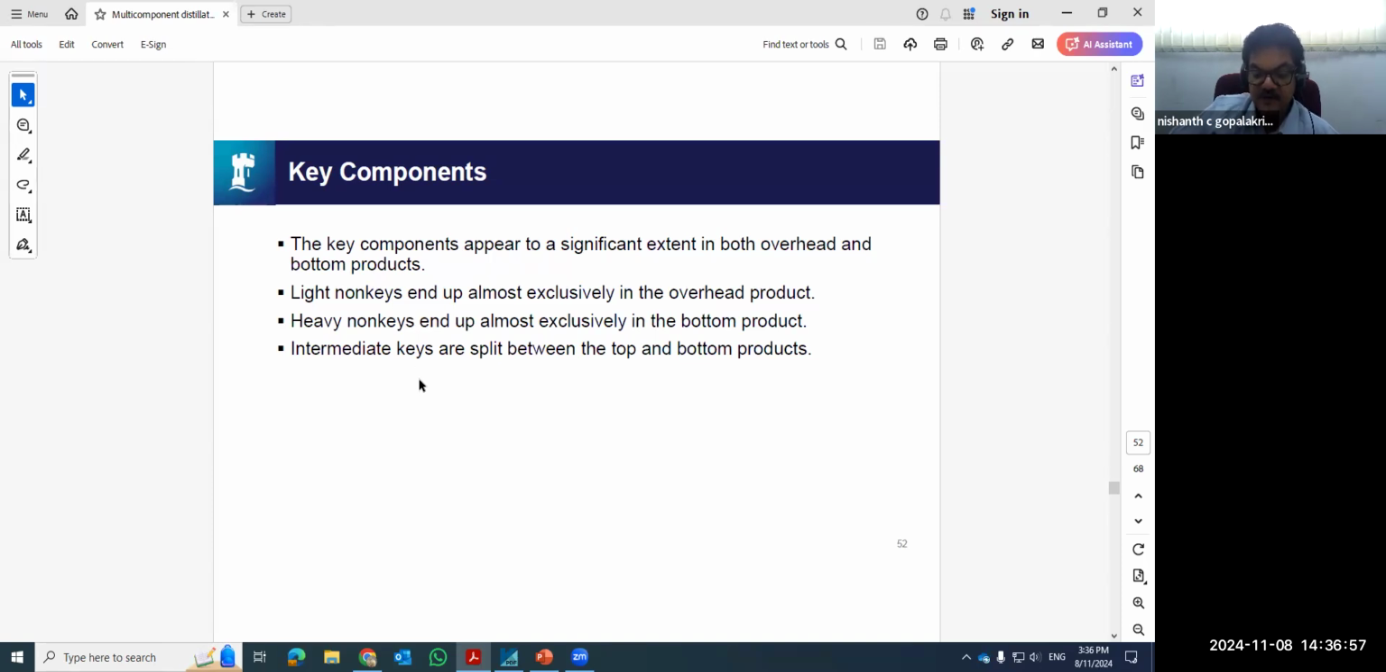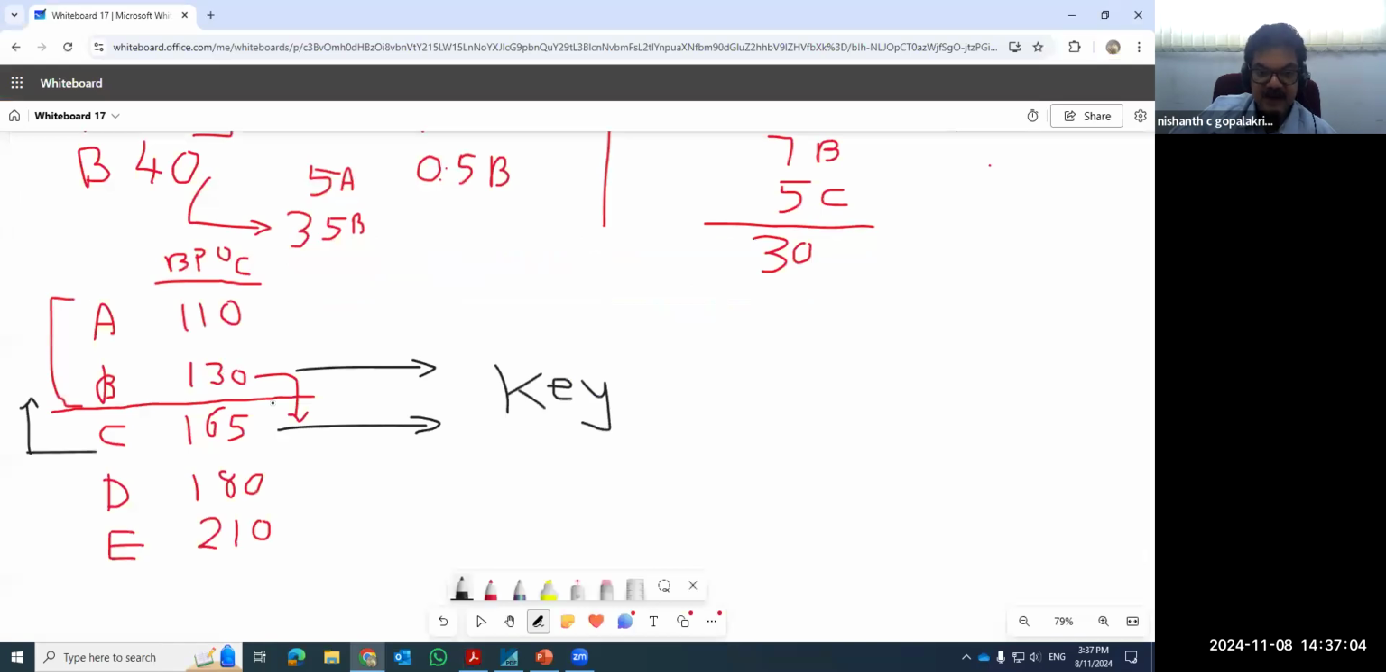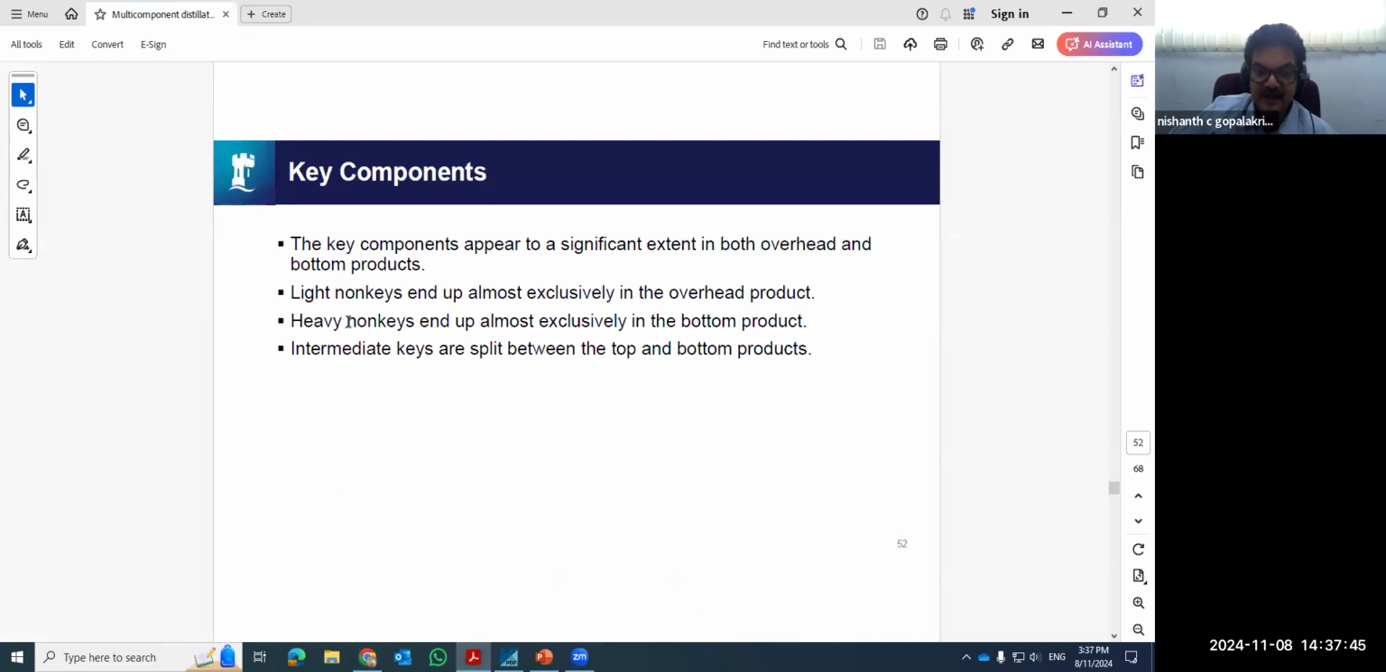Now, there is also another way, which is not really recommended when we do the design. Suppose we take C as the light key, and instead of C, suppose we take D as the heavy key. In that case, since C is lighter than D but heavier than B, some C goes to the top and some C goes to the bottom, which means C is not really collected either at the top or at the bottom. If you want to separate pure C later, we need to separate it from both top and bottom. Because of that, it's usually not recommended to have a component between light key and heavy key. But if we decide to do it like this, then it's called an intermediate key.